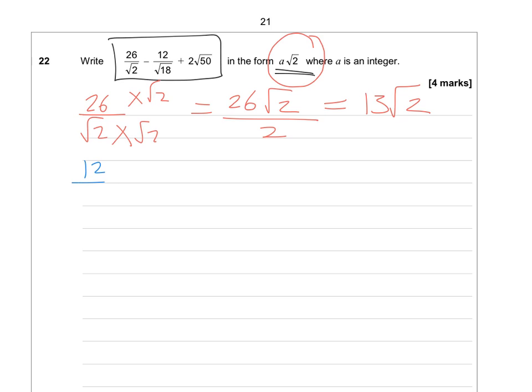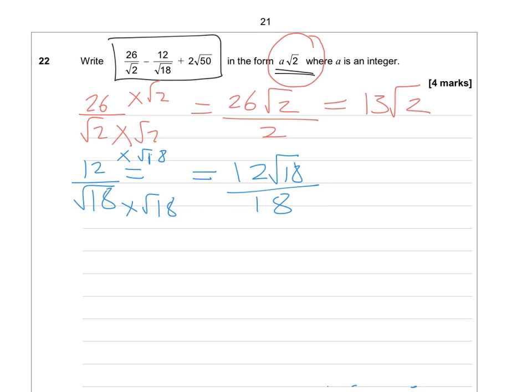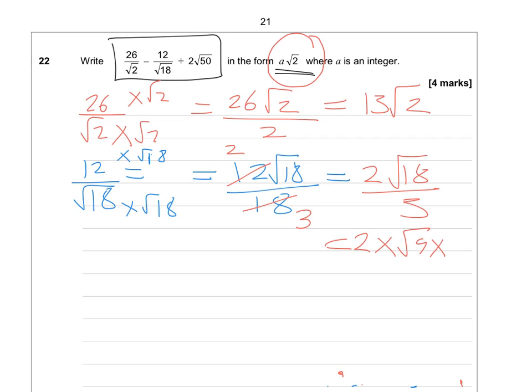We then do the same with 12 over root 18. Now, we can multiply by root 18 and root 18 here. We could have simplified root 18 as a starting point, or we can do that afterwards. So this gives us 12 root 18 over 18, and we then continue simplifying. So 12 divides by 6 to produce 2, and 18 divides by 6 to produce 3. So we effectively have 2 root 18 over 3. Root 18 has to be simplified to root 9 root 2, all over 3. And because root 9 is 3, those two will simplify, leaving us with 2 root 2 as an answer.